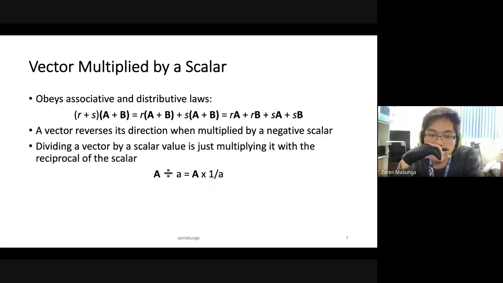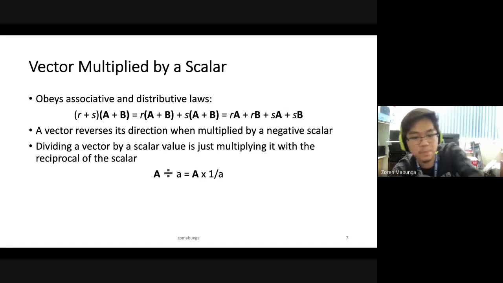Okay, so dividing a vector by a scalar value is just multiplying it with the reciprocal of the scalar. There is nothing much to explain there. If we divide a vector by a scalar, it is the same as multiplying by the reciprocal of the scalar. So A multiplied by 1 over A. Okay? Any questions?